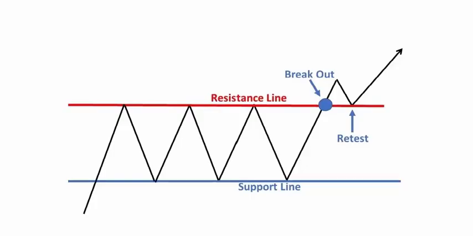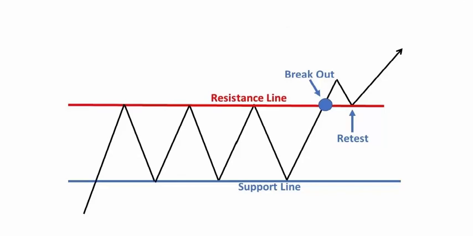Bullish rectangle pattern is a technical analysis chart pattern that is formed when the price of an asset trades within a specific range for a period of time, after which it breaks out to the upside. This pattern is characterized by two parallel trend lines, with the upper trend line acting as resistance and the lower trend line acting as support. Trading this pattern can be profitable if done correctly. In this video, we will discuss how to trade the bullish rectangle pattern.